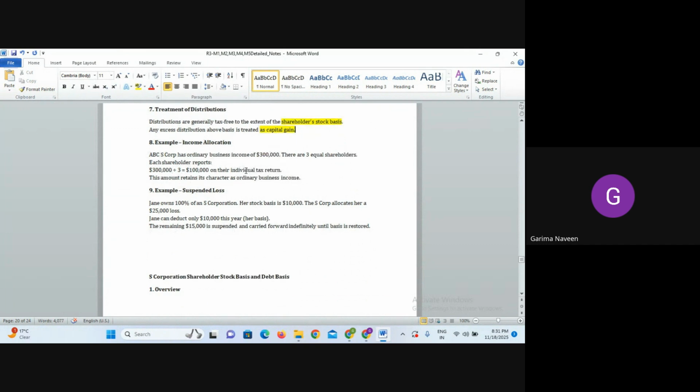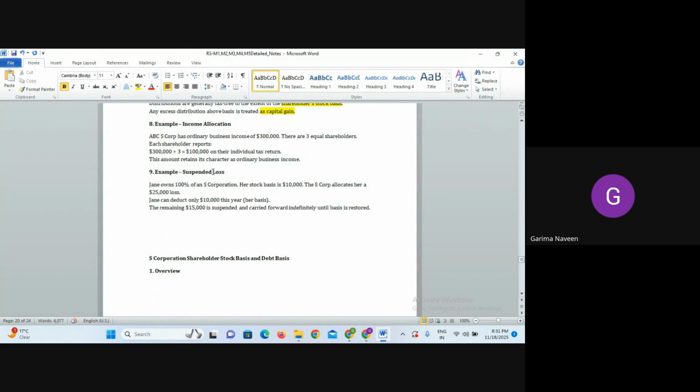Clear? So for example, an S corporation has business income of $300,000 and there are three equal shareholders. That means this income will be allocated to the three shareholders, $100,000 for each shareholder. So for each shareholder, it will be $100,000 on their individual tax return.